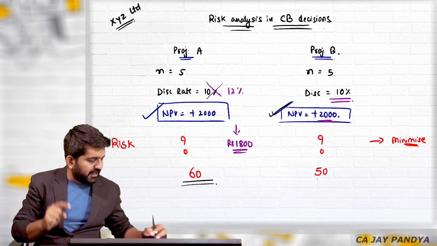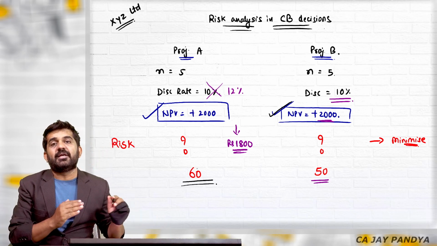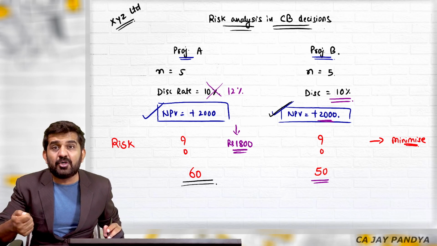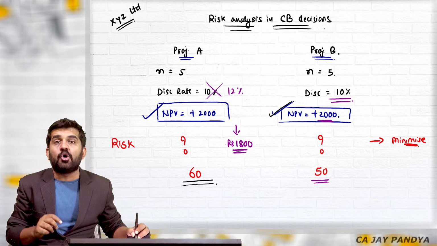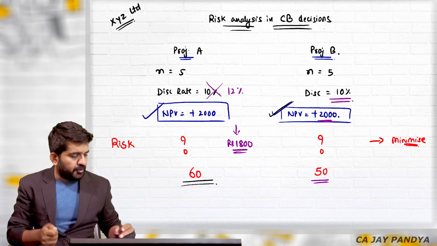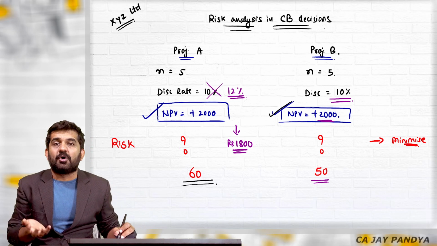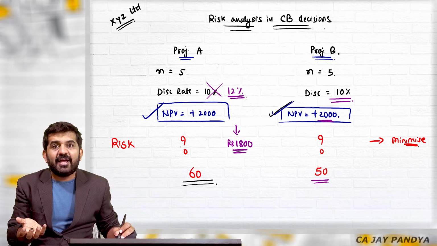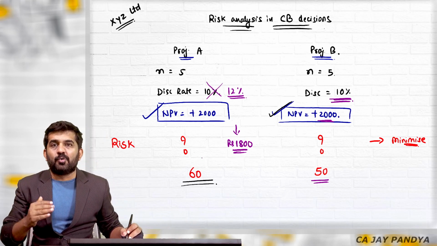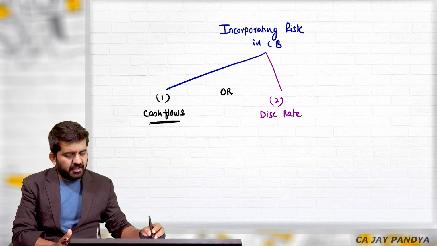Yes, both are the same type of project. B has lesser risk. Return in both is the same, risk in Project B is less, and hence the risk is incorporated here not in cash flows. Cash flows will be the same in both projects. We have incorporated risk in the discount rate. Project A has higher risk, so our required rate of return is higher, and we require 12%. In Project B, the risk is lower, so we require 10% rate of return.